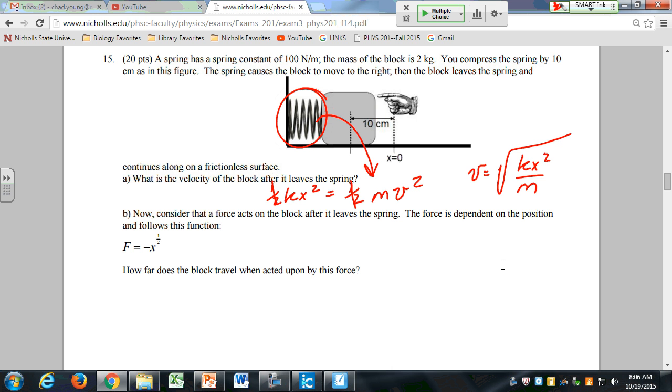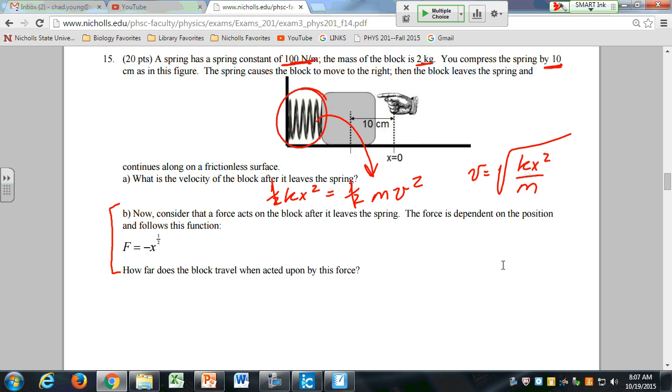I know k, it's right here. I know x, it's 10 centimeters or 0.1 meters. And I know m, which is 2. So that's how I find v. And then I want to find how far the block travels. So as it travels, it encounters a force that's equal to negative x to the 1/2 power, a resistive force. Now this is a non-conservative force. I know it's non-conservative because it's taking energy away from the object. You can think of it as friction, but here it actually changes with position.